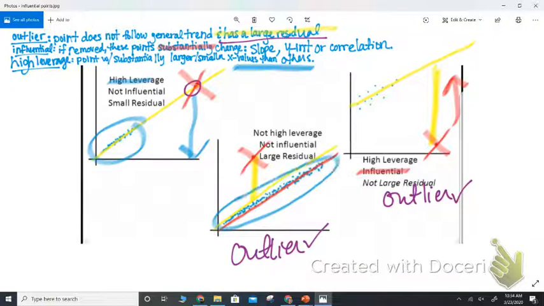In terms of all of these points, this x value is right in the midst of them, so that one's not high leverage. And this one again is far away from all of these other x values, so that one is also high leverage.